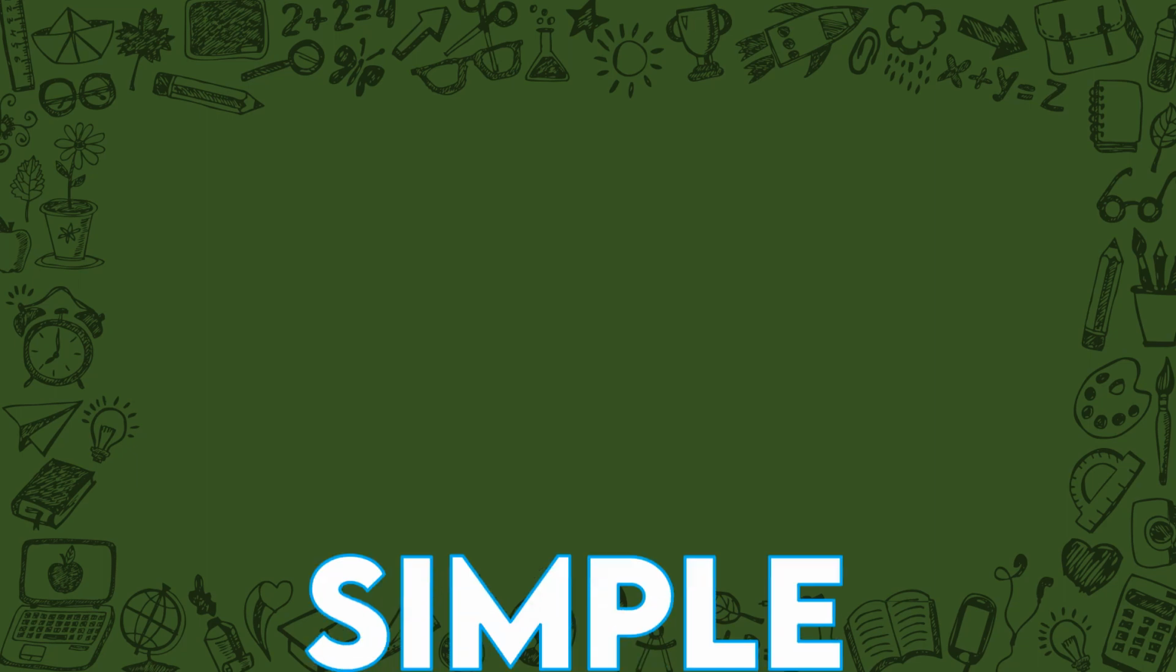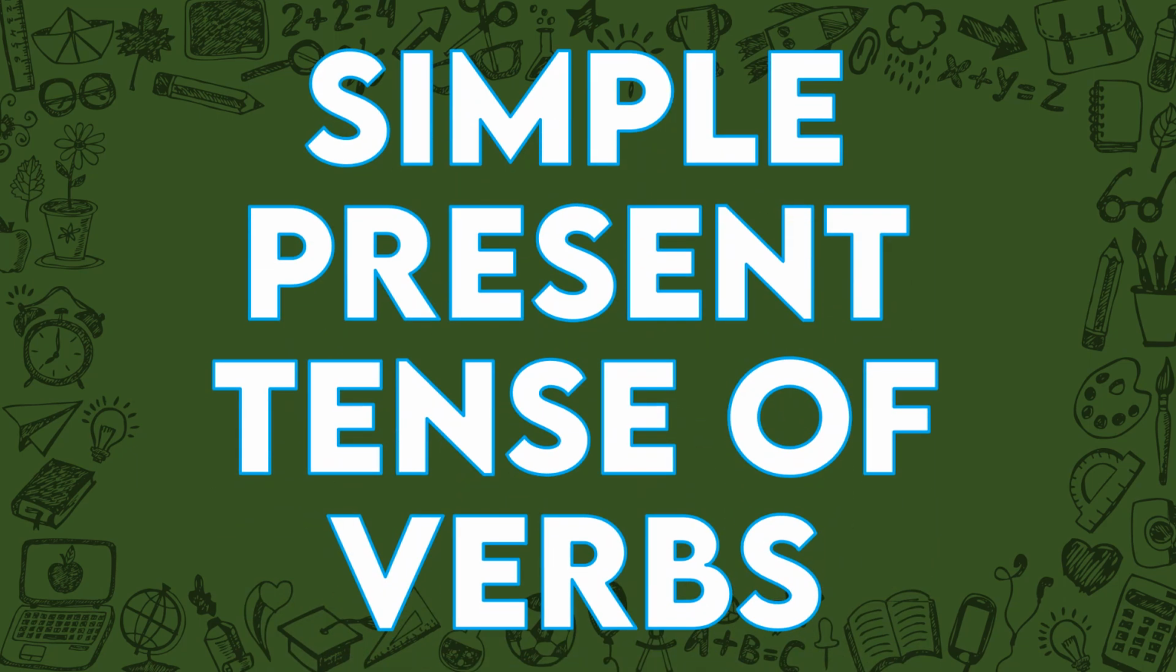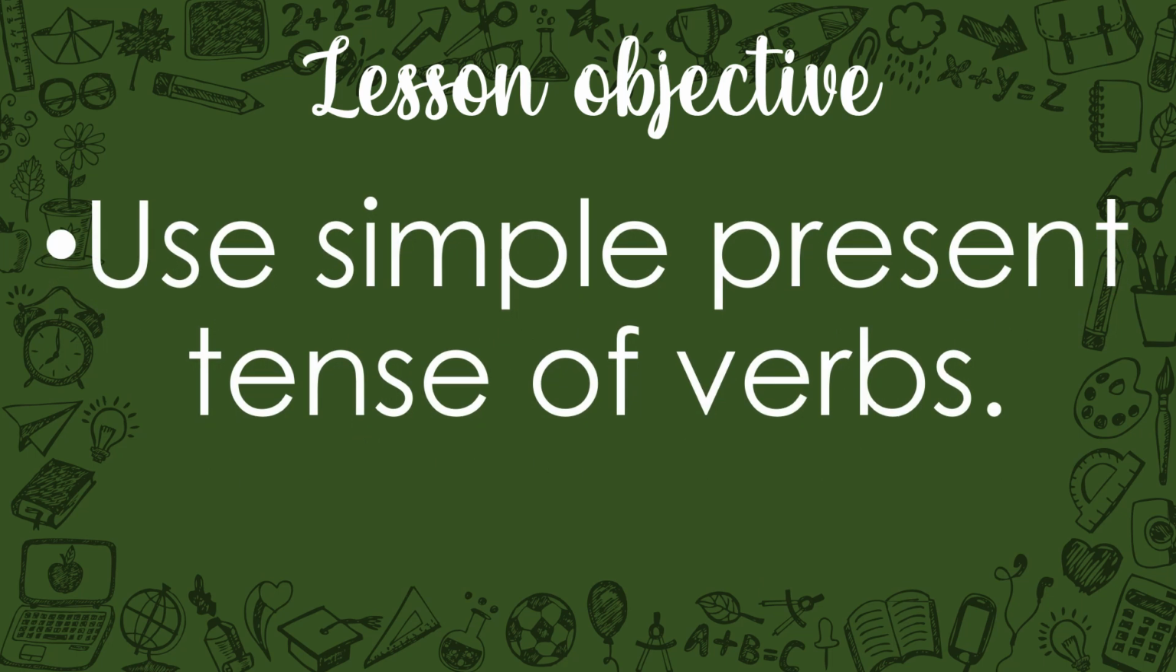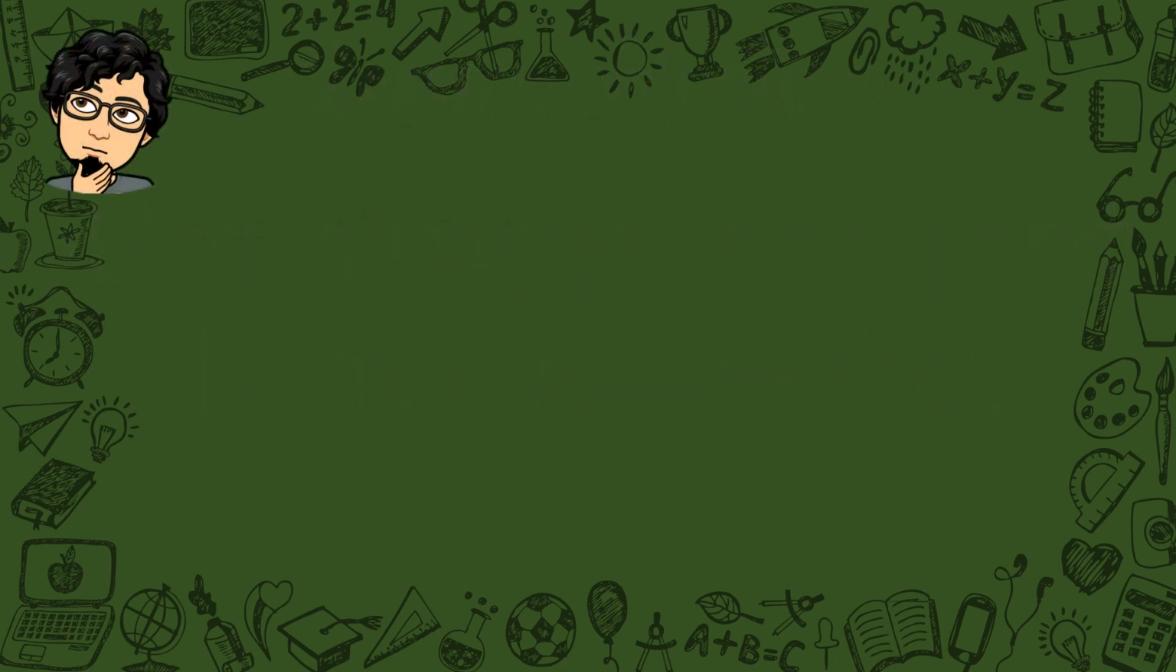Last week, we talked about adjectives. This week, our lesson is about simple present tense of verbs. At the end of this lesson, you are expected to use simple present tense of verbs. To start with our lesson, let us read this selection.